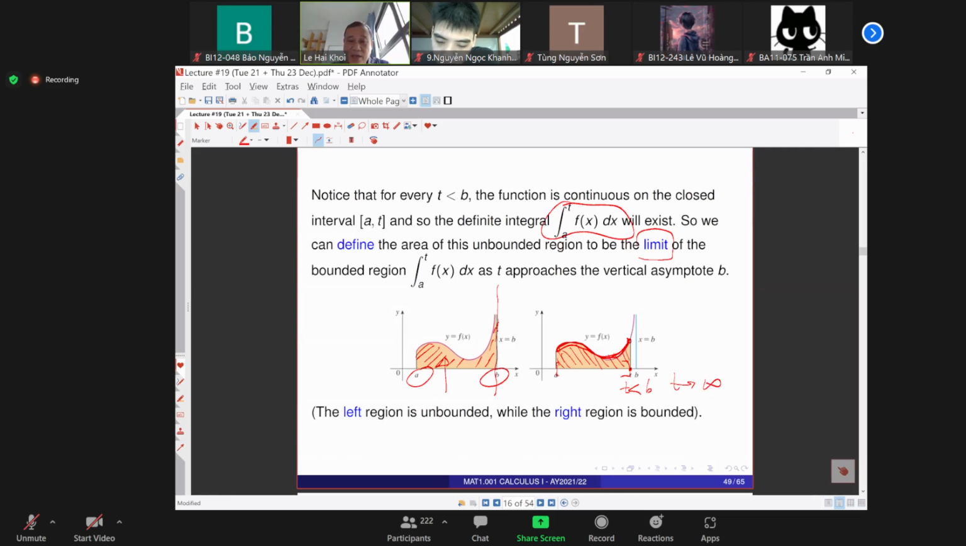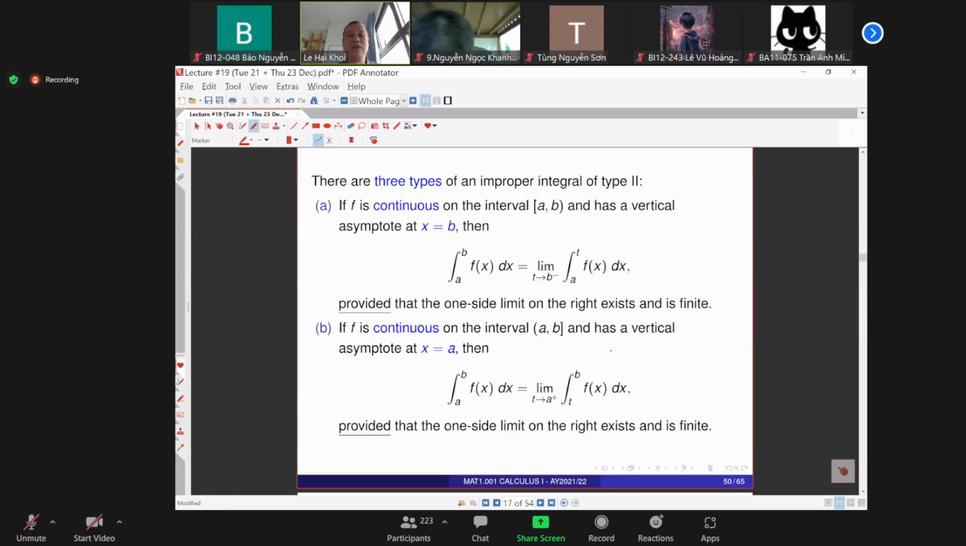In this case, this region is approaching the infinite region, right? But the main thing is, on the left-hand side you have an unbounded region because you go by the asymptote. On the right-hand side, you stop at a point t, which means you have a bounded region. From that, by the same thought as for integrals of type 1, we can have the following definition for integrals of type 2.